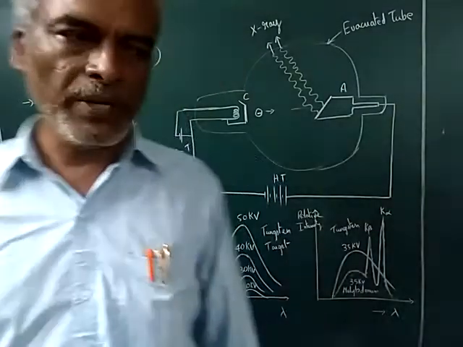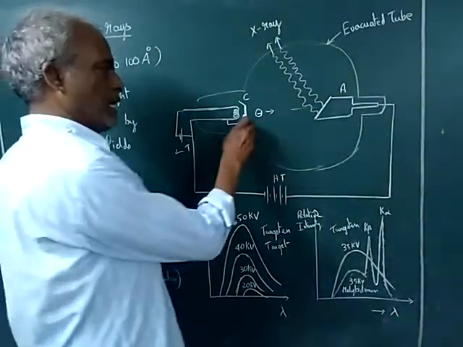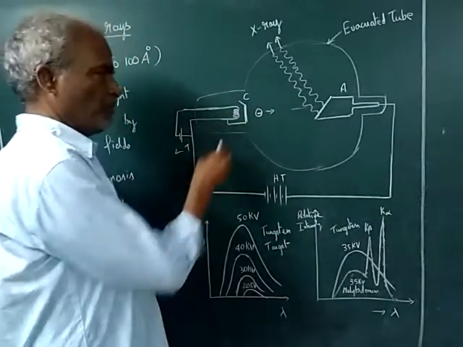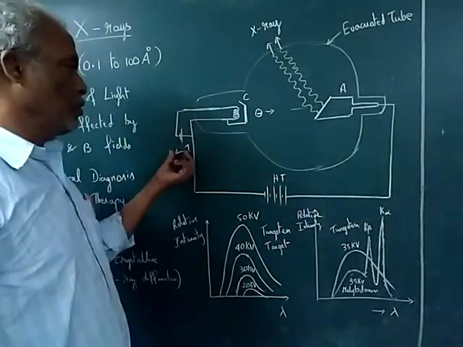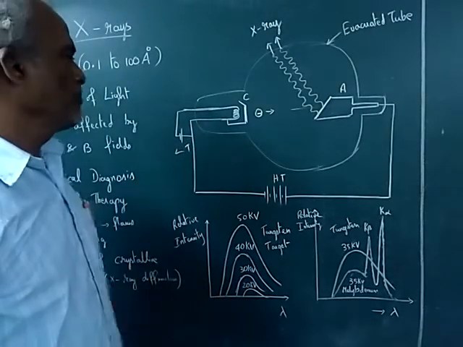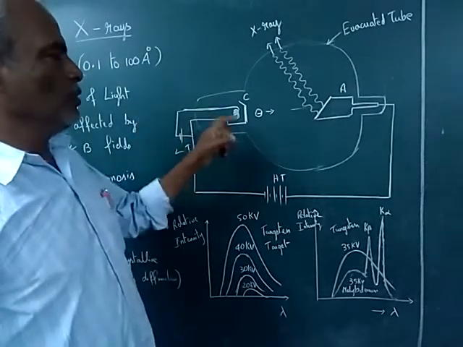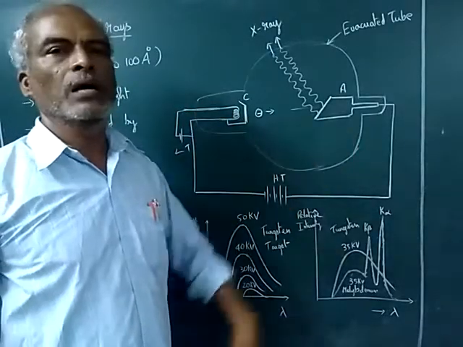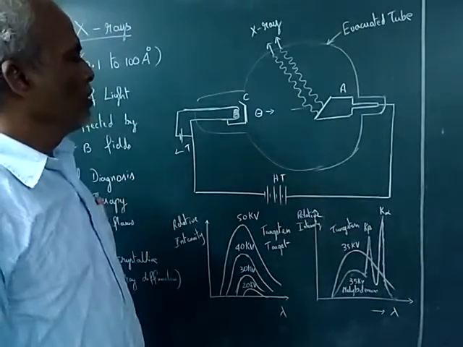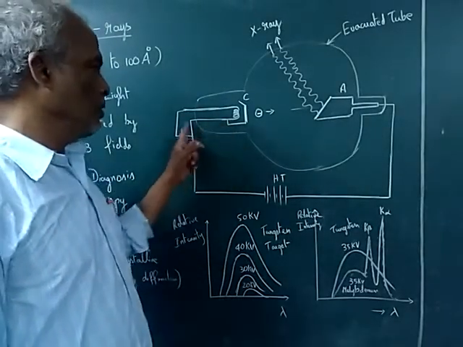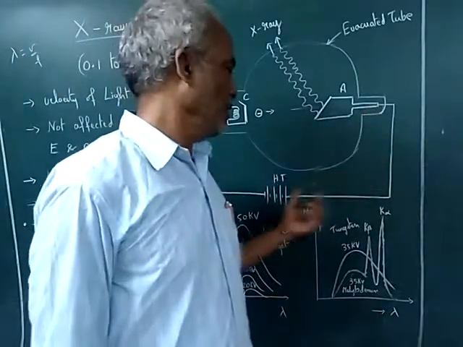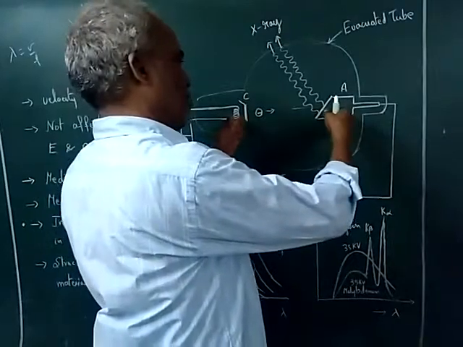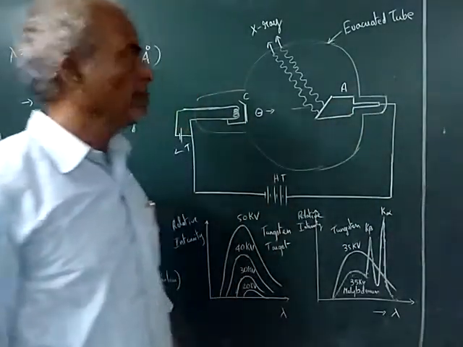So the production of X-rays is basically, you have a cathode, it is indirectly heated by a filament. The filament is given a supply of low tension, which is 6 volts to 12 volts. Because of heat, electrons will come out of the cathode easily. And between this cathode and anode you give a very high voltage, and the power supply is high tension.